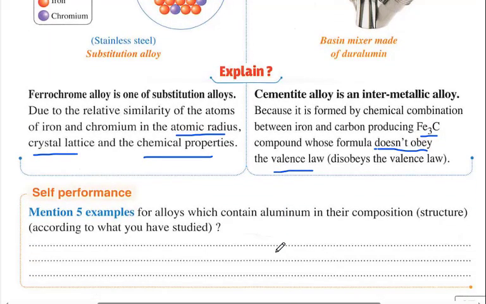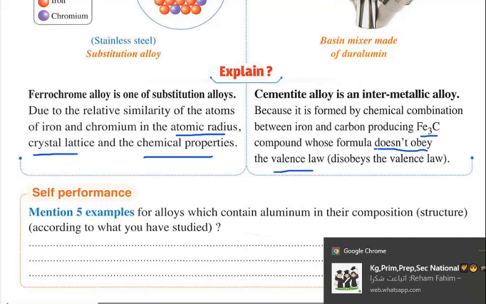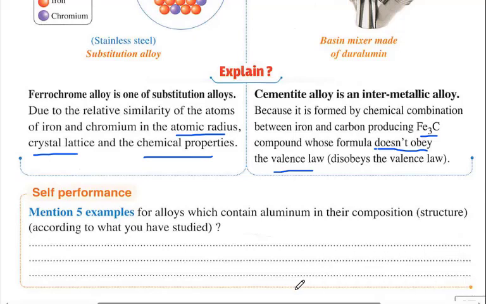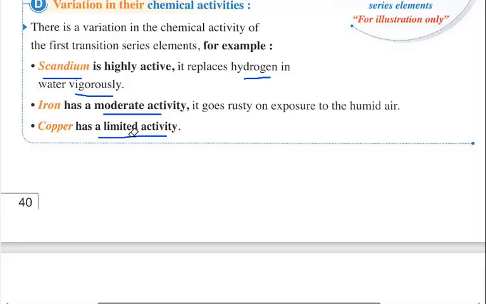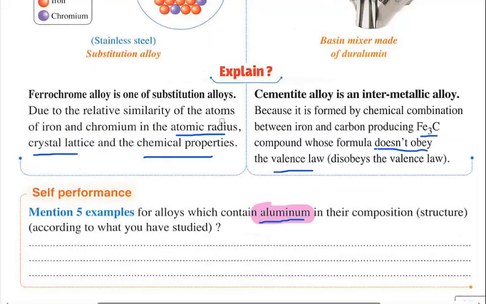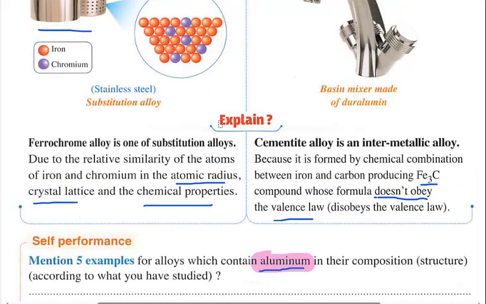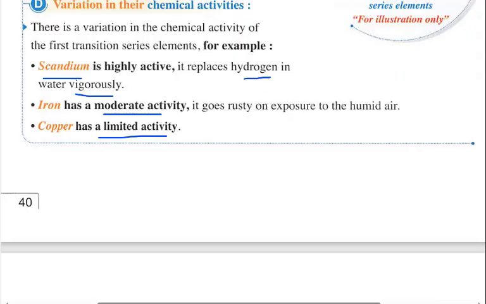So let's remember with each other how to mention 5 examples of alloys which contain aluminum in their structure. We have taken 5 of them, 5 types of them. Okay, remember with each other. First, in the first transition series, here, look at here. Okay, if we have a periodic table, or remember with each other, look at this.